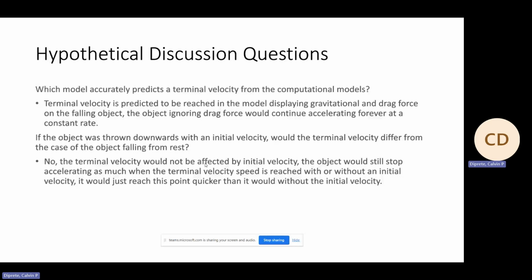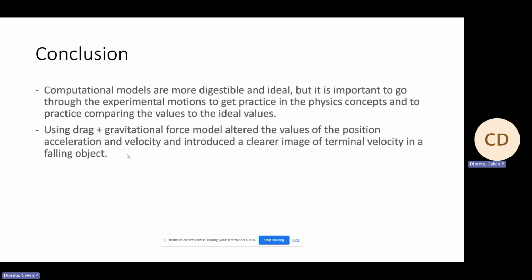The conclusion: the computational models are more digestible and ideal, but it's important to go through the experimental motions and get practice with the physics concepts in the real world, and practice comparing these values to ideal values. And using the drag and gravitational force combined model alters the values of position, acceleration, and velocity, and introduces a clearer perspective on terminal velocity of the falling object.